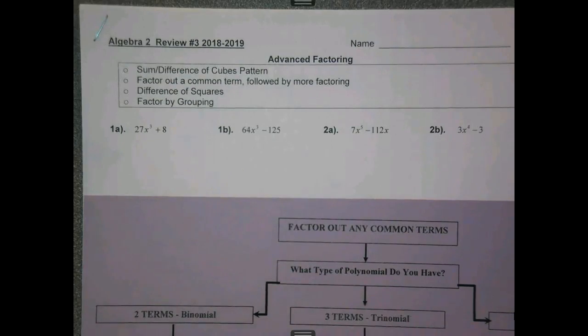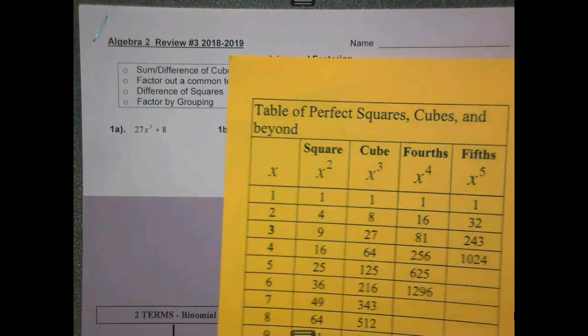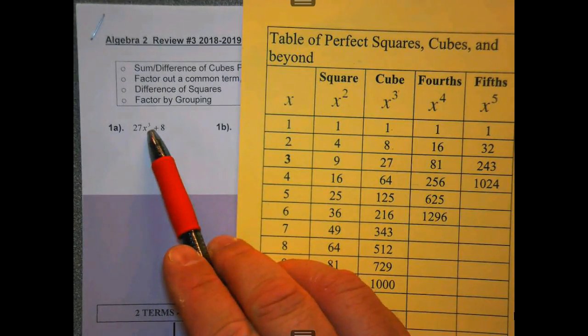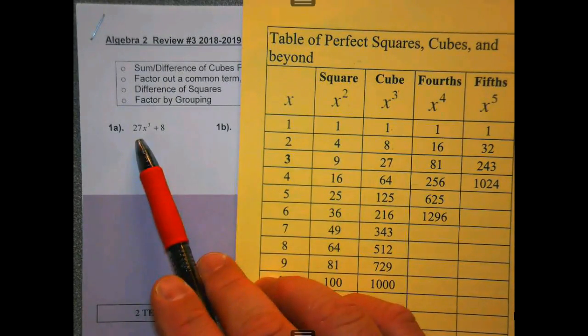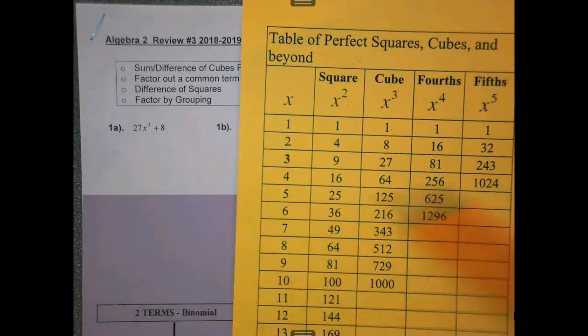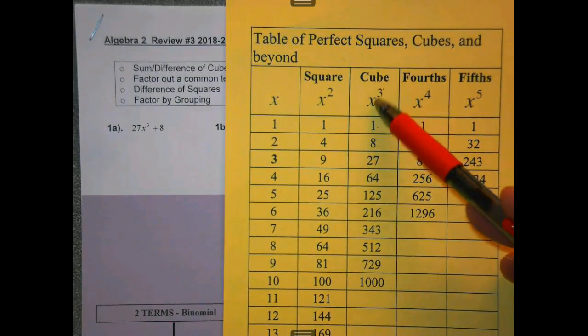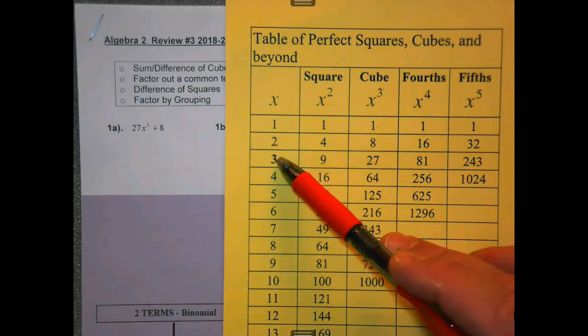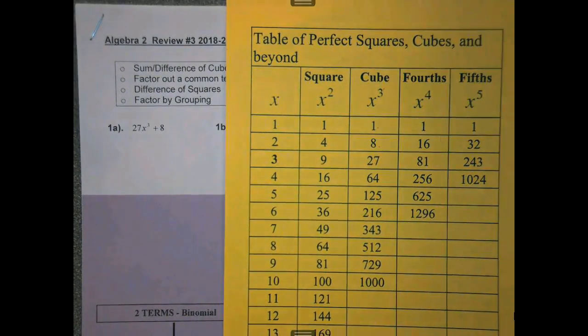All right, number one. I have a sum of cubes. I know that because I have my little yellow chart here, and I see that the x has a little 3 above it, so I'm pretty sure that 27 is a perfect cube. If I look at my perfect cubes, lo and behold, 27 is a perfect cube. It's 3 cubed. So I'm going to rewrite this.